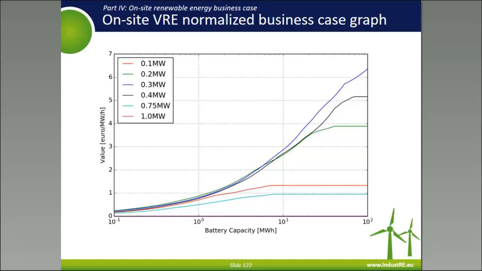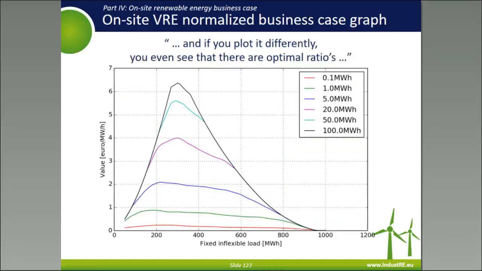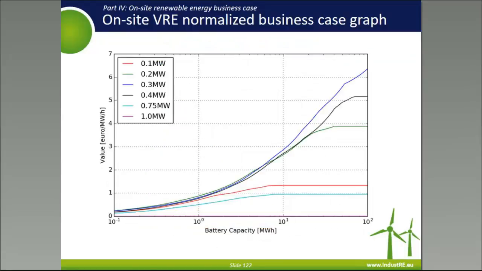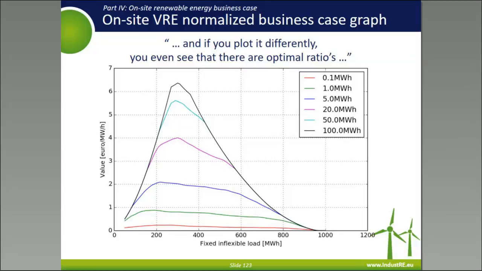And that gives quite an interesting graph if you mix the axes a little bit. So instead of putting the battery size on the x-axis, and I did that for different fixed loads, I turn it around here. So I put the fixed load on the x-axis, and I did that for different battery sizes. And you see that you can find optimal cases where the amount of renewable energy in combination with the typical load of the plant results in business cases for the flexibility.